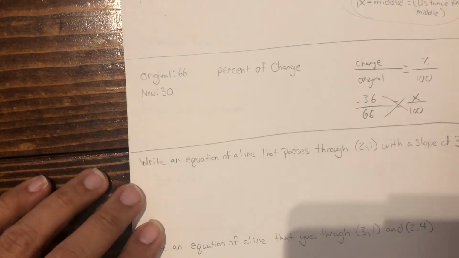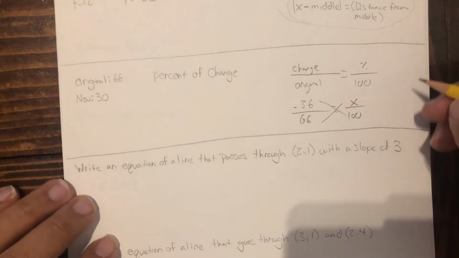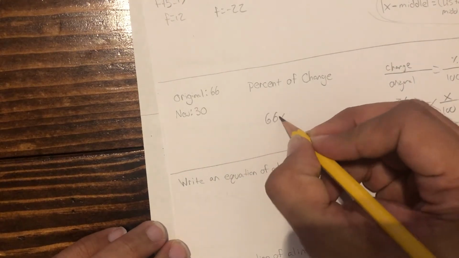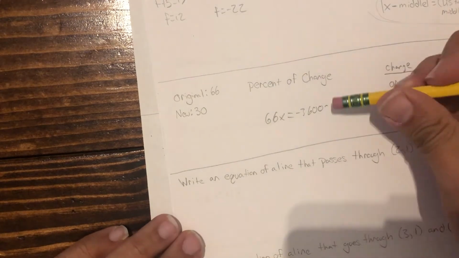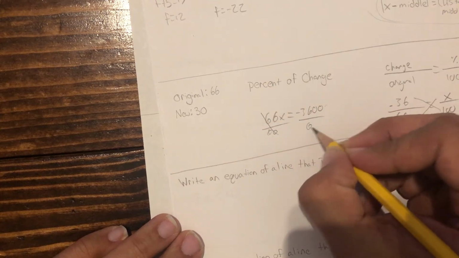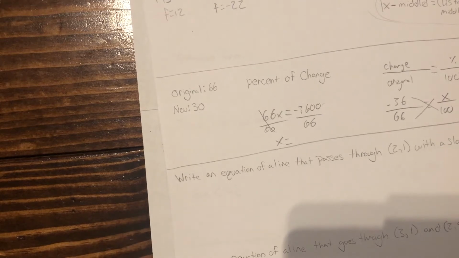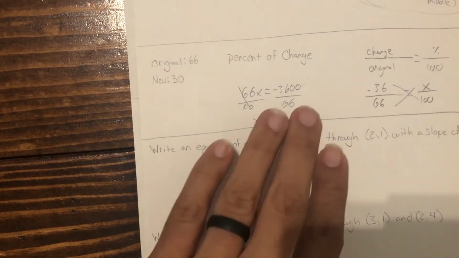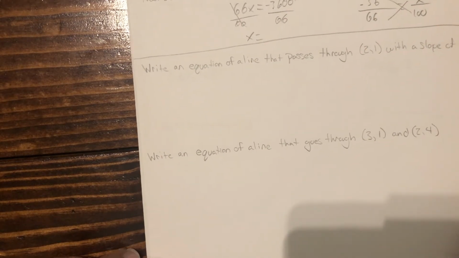If you cross multiply, because there's an equal sign between two fractions, you are going to get 66x equals negative 3600. And then you're going to divide, and whatever your answer is, that's your solution here. I don't want to spend the whole video dividing that, so we're going to leave it at that. You can leave the answer to this question in the comments. Now let's go to the next one.